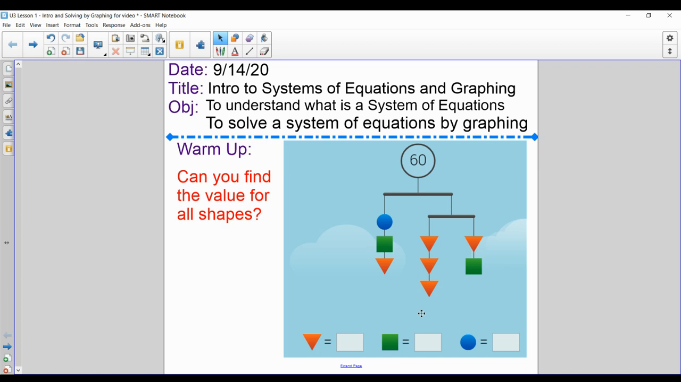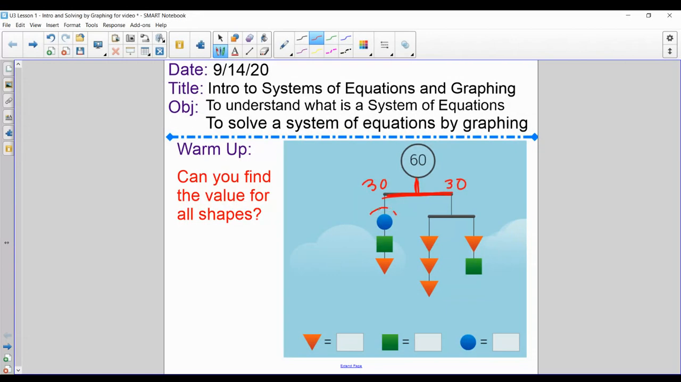Okay, so you should have written this down already and attempted this problem. So what did you find for the values of each shape? The way you want to look at that is that this is a balance. So if 60 is being split right here, 60 is being split in half, then each side is going to be 30.